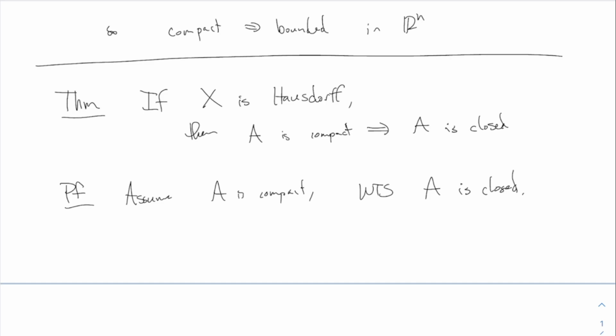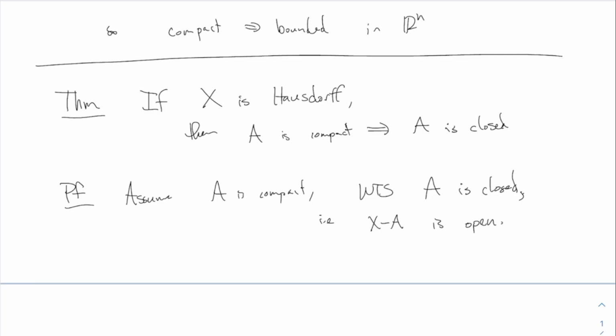What's a typical way to show something is closed? Usually it's most convenient to just use the definition. Anyone recall the definition of closed? What it means to be closed? Yeah, the complement is open. That's what closed means. So I want to show A is closed, i.e., X minus A is open. That's what we have to demonstrate.